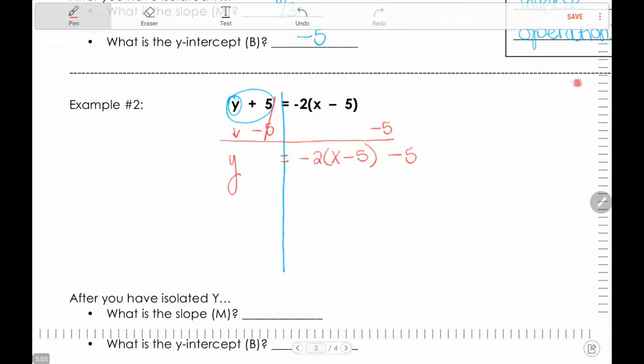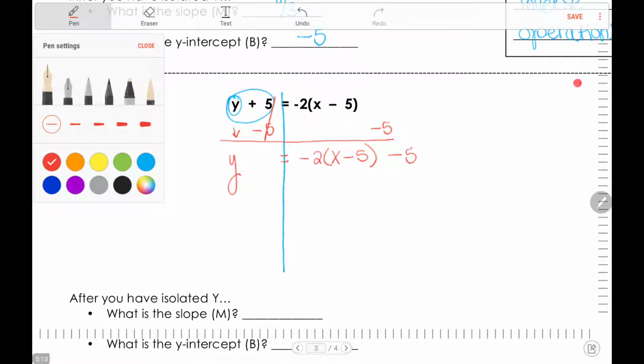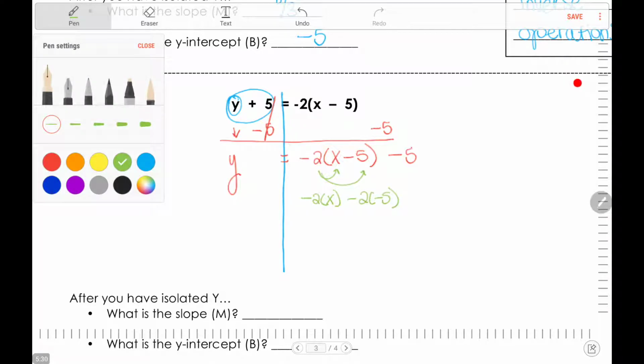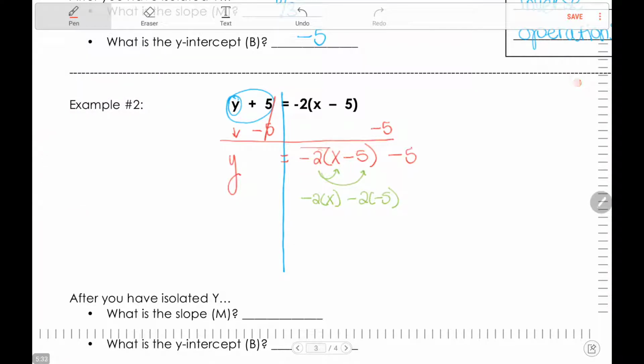Okay, so this is isolated for y. It is solved, but I still can't identify the slope and the intercept yet because of these parentheses. And when we see parentheses, what do we do? Distribute, right? So just like we did before, I need to distribute. My -2 goes with the x. My -2 goes with the -5. And remember, when we were distributing, we're only distributing with what's near the parentheses. This other -5 is just going to get brought down to the outside. I'm not doing anything with that.